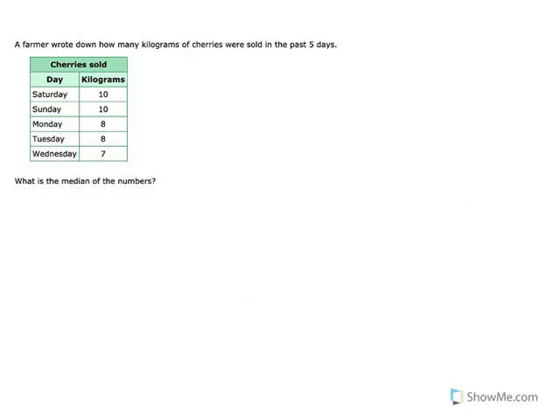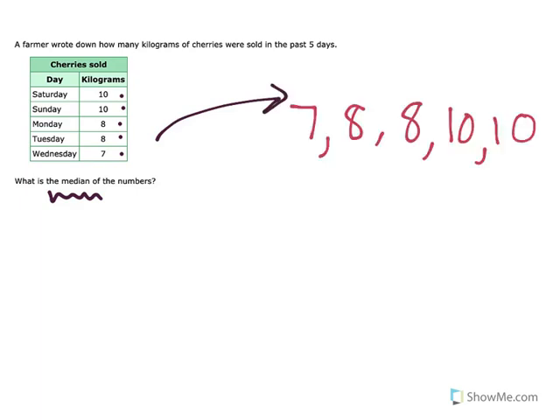Lastly, I can look at a simple table that is showing a data display. I can look and see a data set in this table where it says a farmer wrote down how many kilograms of cherries were sold in the past 5 days. So we see that it's talking about cherries sold, and then we have these pieces of data. It asks us what is the median of the numbers. So the first thing I need to do is order them from least to greatest. Luckily for us, we just look at the bottom of the table and it's already listed in order for us.